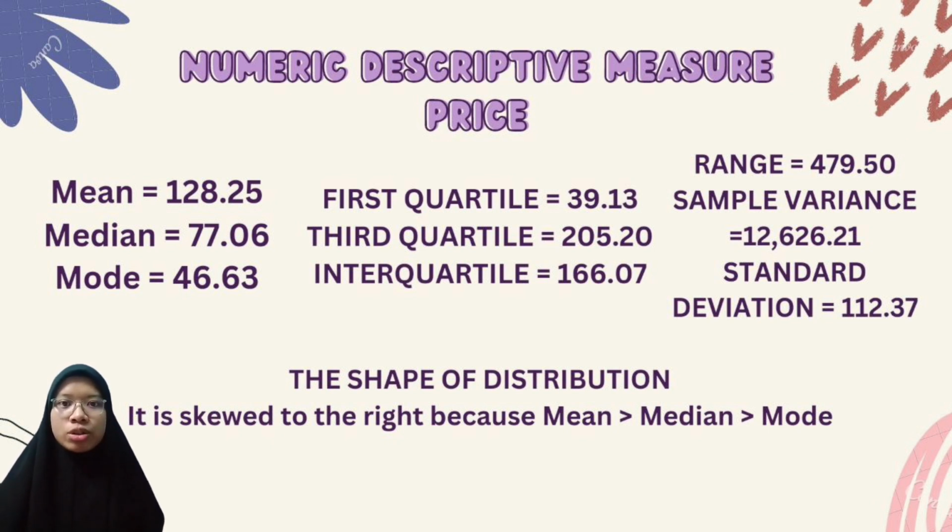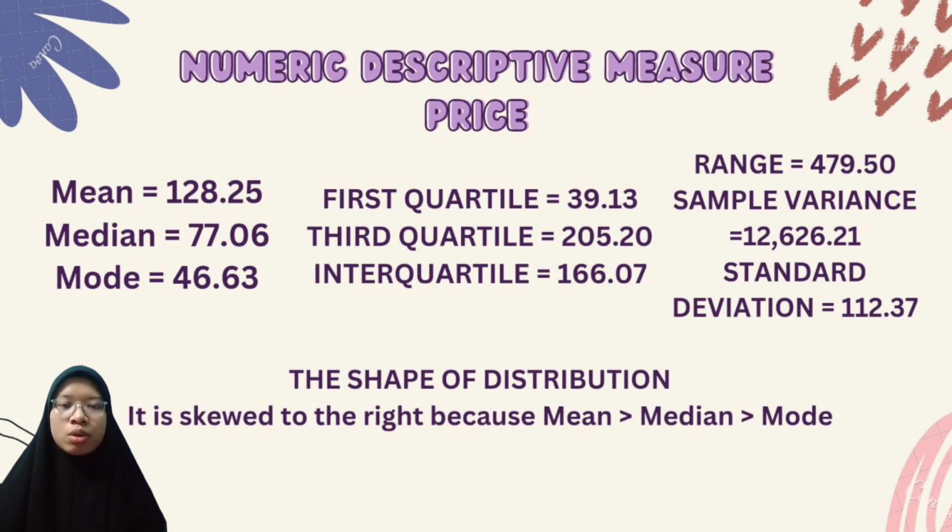I will present the numeric descriptive measures of price. The measurements of central tendency come first. First, we obtain a mean of 128.25. The median class ranges from 1.7 to 81.62. Consequently, the mode is 46.63 and the median is 77.06. Second, the measurements of position. We obtained 39.13 for the first quartile and 205.2 for the third quartile.